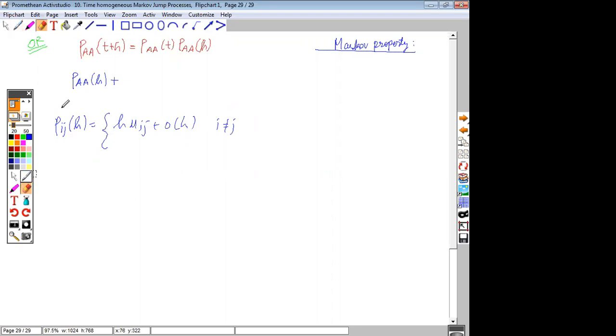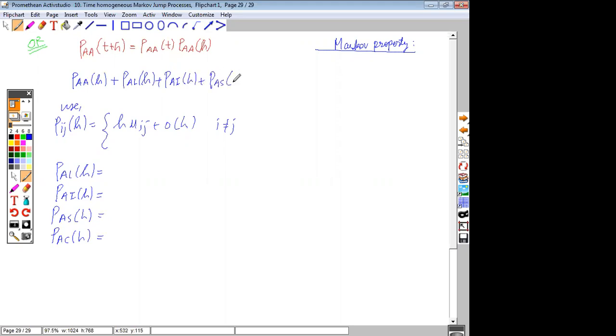Yeah, so we'll use this to figure out PAL H, PAI H, PAS H, and PAC H. Why? Because I know that from A, you can go to either L, or I, or S, or C. And I know this is just 0, right? Because this is not possible.